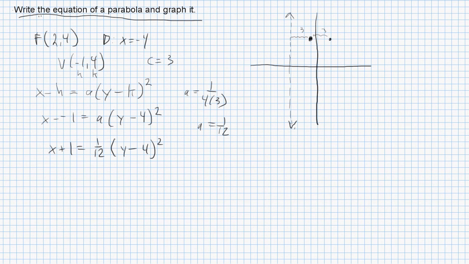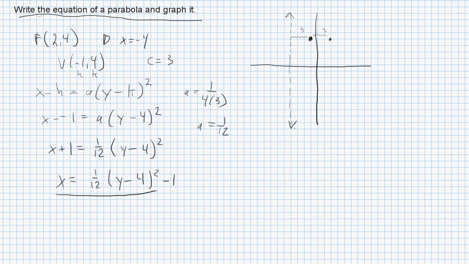Now in order to make it look nice and neat, we'll subtract the 1 from both sides and get x is equal to 1/12 times the quantity y minus 4 squared, minus 1. Okay, so there is the equation we're looking for. Now we graph it. We've already got the vertex. Now we just need a couple of other points.